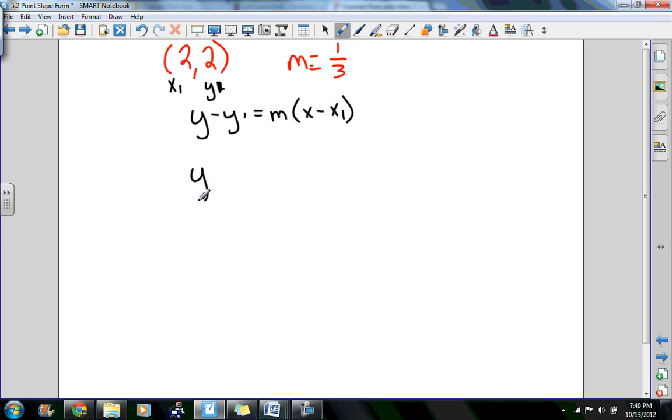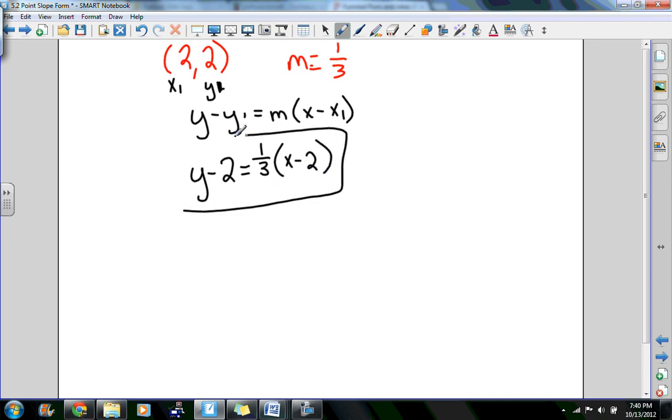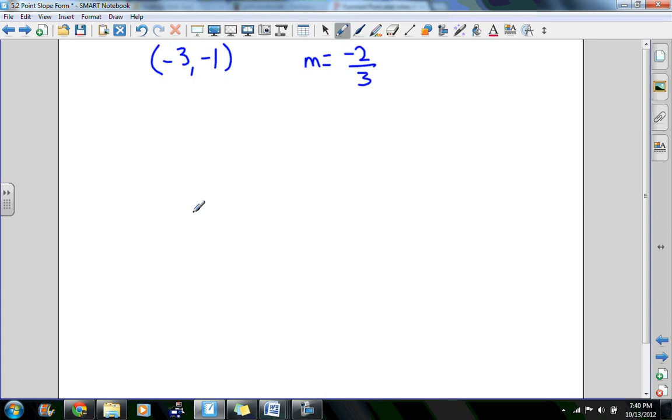So all we do is we take y minus the y value, which is 2, equals our m, which is 1/3, parentheses x minus the other x value, which is right there. And that is our new equation. Okay? And remember, we do this when we can't do slope-intercept form. So I want you to try to write this into the equation on your own and see what luck you have.